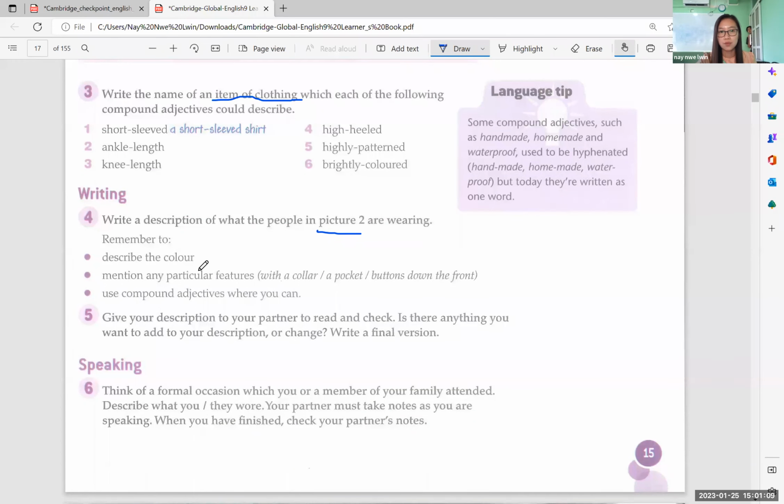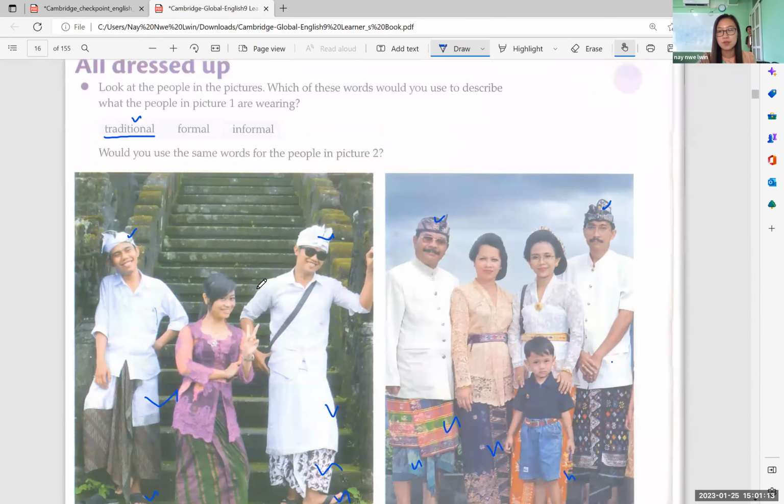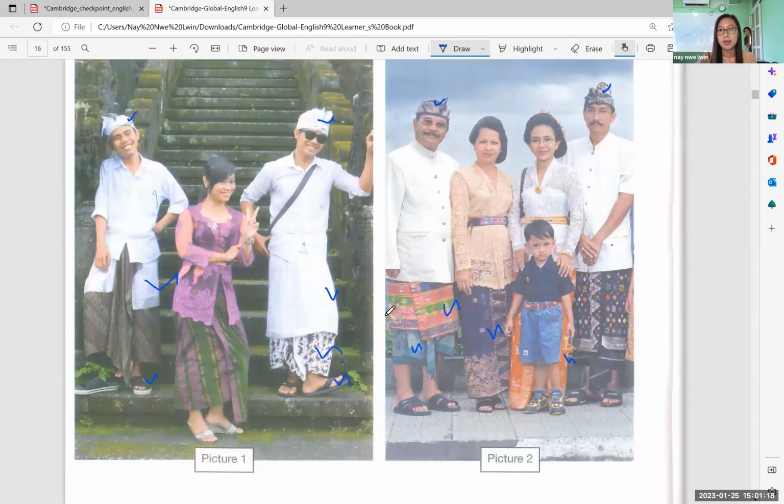So you have to write a short paragraph about picture 2, right? So you have to give the description of picture 2 as much as you can based on the facts. Got it?